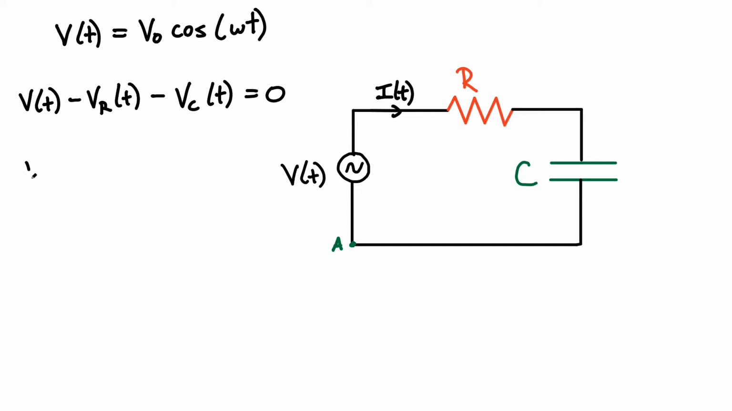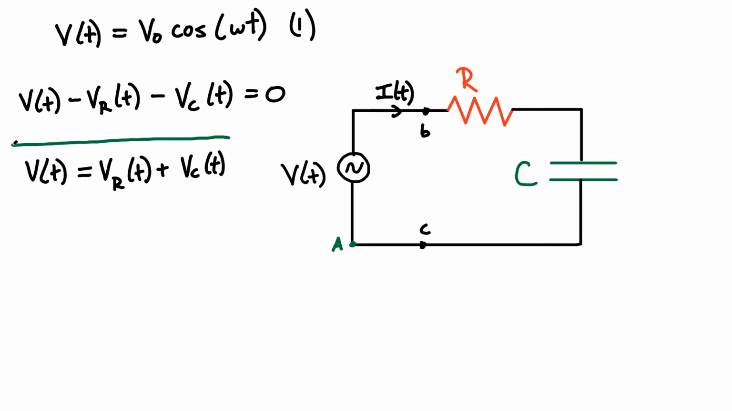Let's rearrange this equation. So V of t, the voltage from the power supply given by equation 1 up here, has to be equal to the voltage across the resistor as a function of time, plus the voltage across the capacitor as a function of time. You could place any 2 points here. I could put points B and C, and clearly you have to have this expression, because regardless of how you go from point B to point C, you have to have the same voltage. Okay, so that's pretty straightforward.